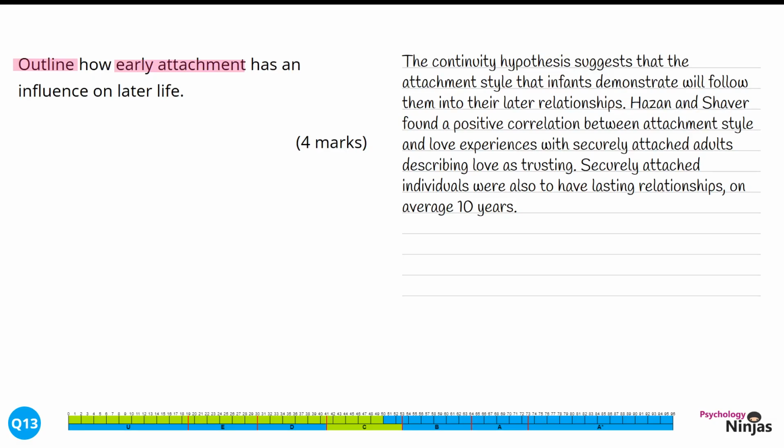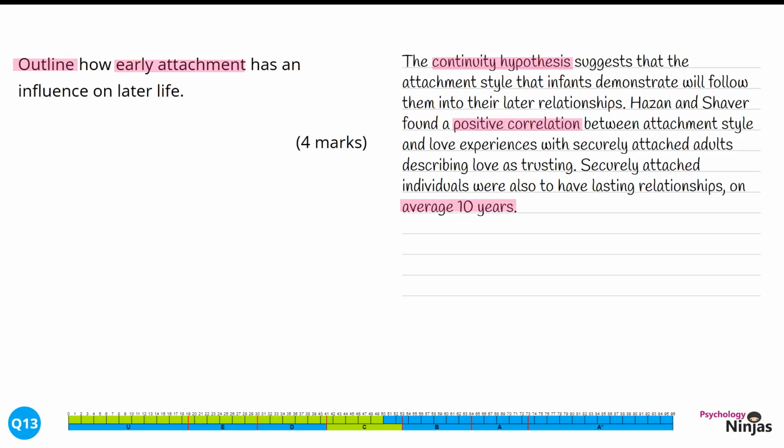We've identified key terminology in this question in terms of a continuity hypothesis, that attachment style in infants continues into adulthood. We've developed this further for a 2nd mark, talking about specific research in terms of a positive correlation between attachment style and love experiences. So as attachment style is more secure, love experiences are better. We've also talked about how this has an impact on how romantic relationships last, and we've given a specific finding here.